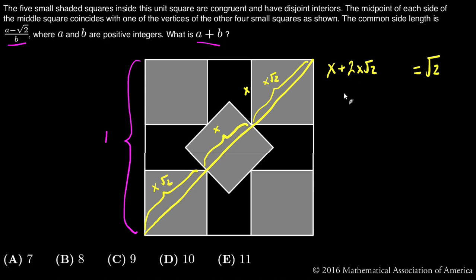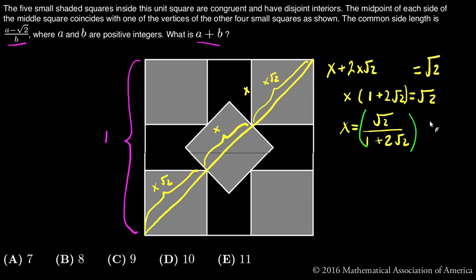I'll factor out the x and get x times (1 plus 2 root 2) is equal to root 2. Divide both sides by 1 plus 2 root 2 and get x equals root 2 divided by (1 plus 2 root 2). Now, I need to rationalize the denominator because I don't want the root 2 down here. A and B are positive integers, so I'll multiply by the conjugate. The conjugate of 1 plus 2 root 2 is 1 minus 2 root 2.